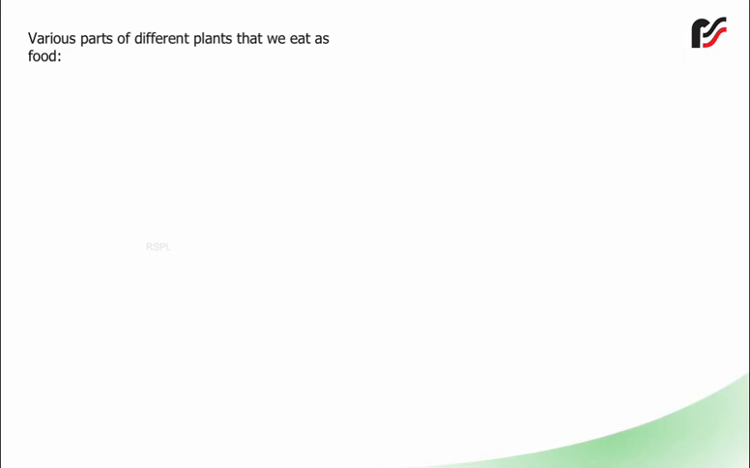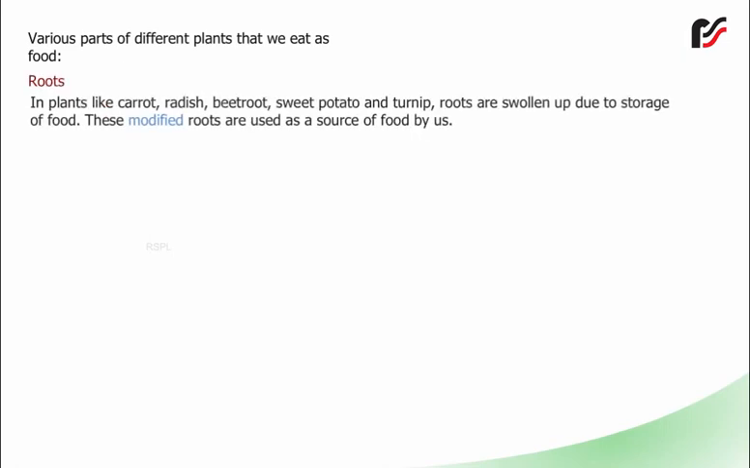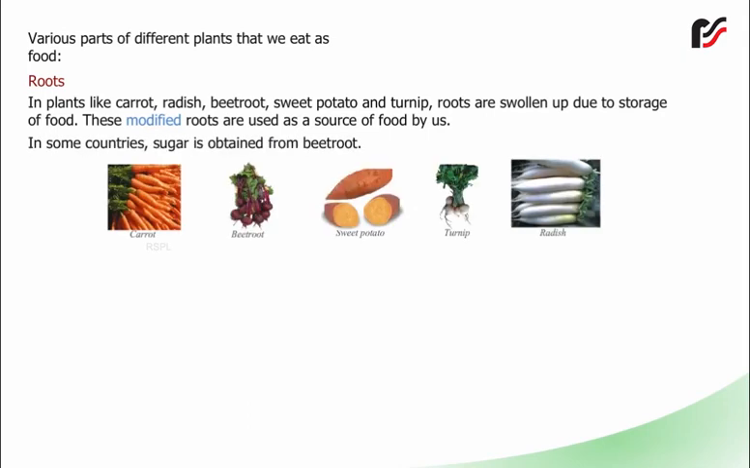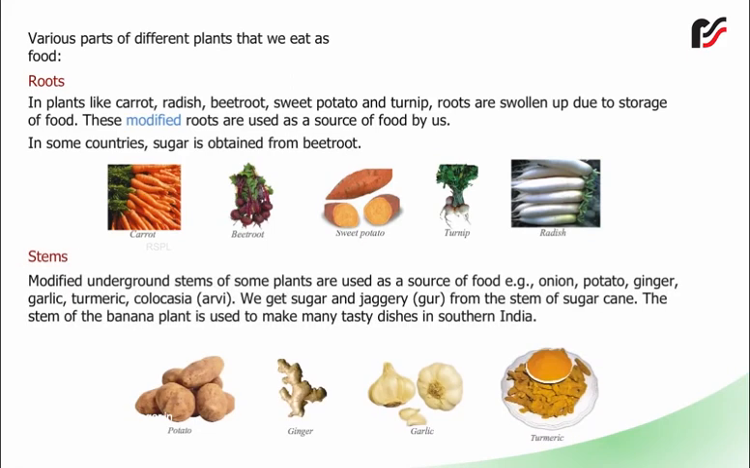Various parts of different plants that we eat as food. Roots. In plants like carrot, radish, beetroot, sweet potato and turnip, roots are swollen up due to storage of food. These modified roots are used as a source of food by us. In some countries, sugar is obtained from beetroot stems.